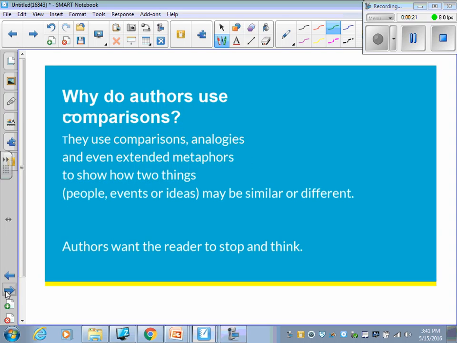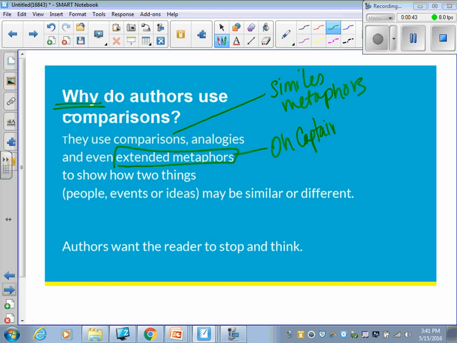Why do authors use comparisons? They use comparisons, which would be similes, metaphors, analogies, and even going into that extended metaphor. And if you want a reminder about an extended metaphor, it's the poem "O Captain, My Captain," which took that extended metaphor of Lincoln and the ship captain. And so that would be an example of an extended metaphor.